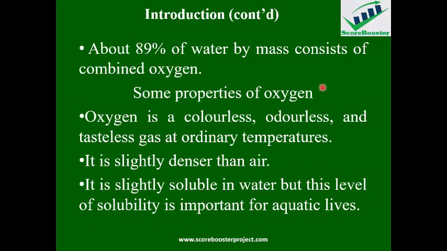By mass, if you write the formula of water, H2O, about 89% of that is oxygen. We have talked about how to calculate the percentage by mass of each of the elements in a compound. It's just a matter of putting 16 over 18 multiplied by 100. 16 is the mass of oxygen that is present in water, 18 is the mass of water. So if you do that, you're going to get something around 89%.